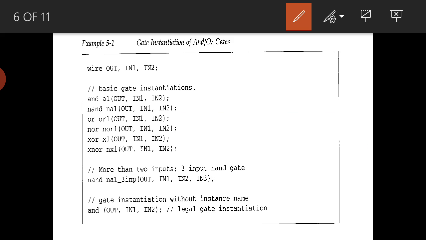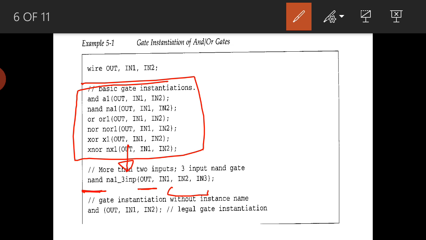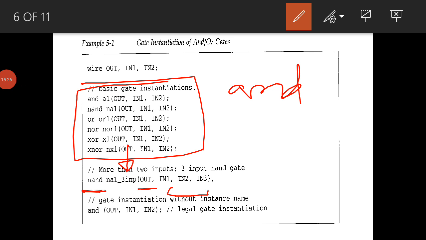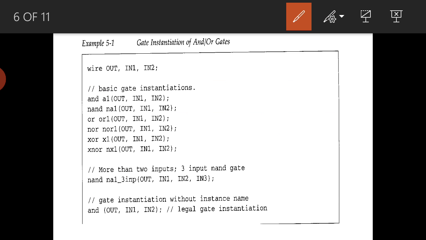Suppose, as he has mentioned, there are more than two inputs; the keyword will be the same, NAND. The keyword will not be different. The keyword is NAND, the instance name you can give anything, and there will be one output and three inputs. This is what we call gate instantiation. If you have a circuit made of these basic gates, we can write the gate, instance name and parameter list. One single line is enough to write it; however many gates there are, that many instances will be there. This is for three inputs.